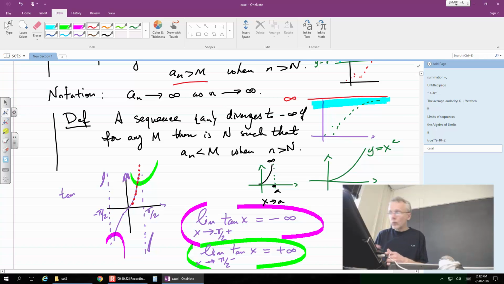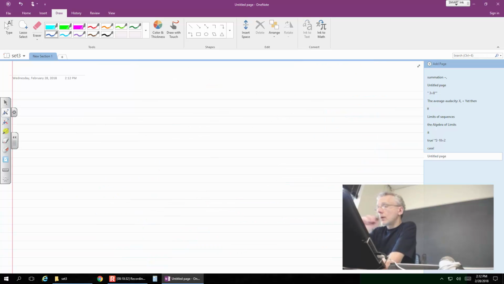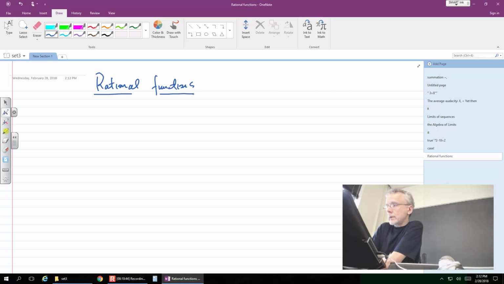Okay, another connection to Calculus 1 is what to do about those fractions, rational functions, when the denominator and the numerator both go to infinity. So I wonder if you remember this one. Say x cubed plus 3x minus 1 over 2x cubed plus 3x squared plus 2. What is the limit of this as x goes to infinity?